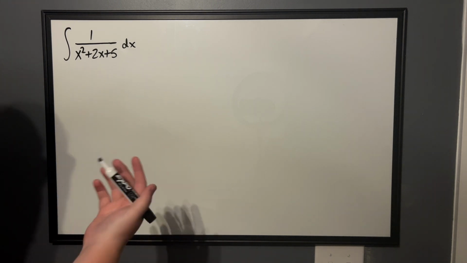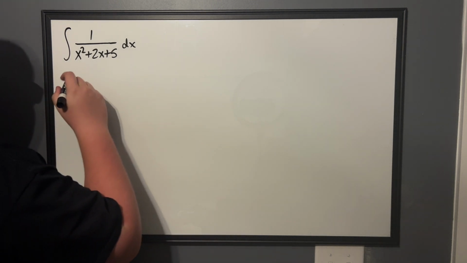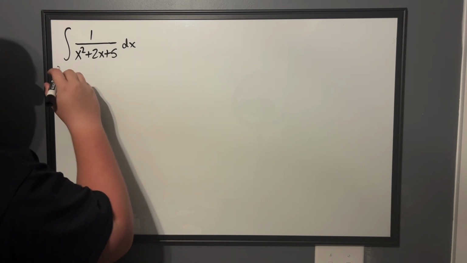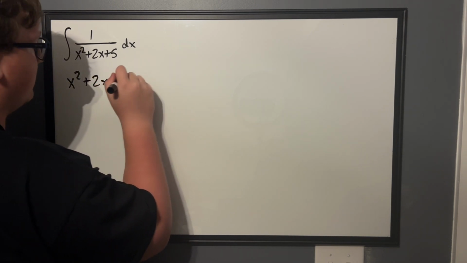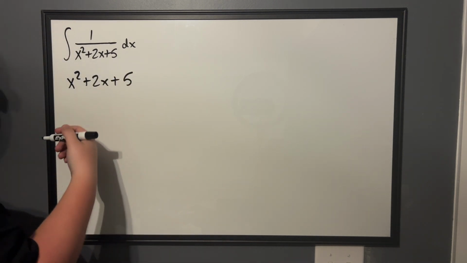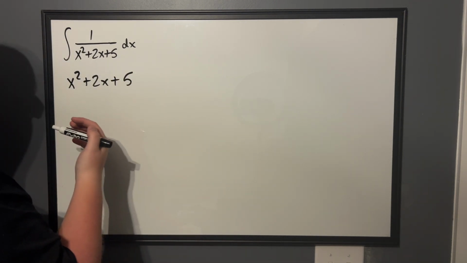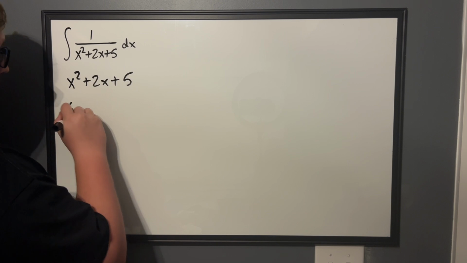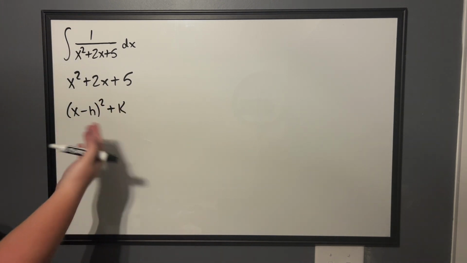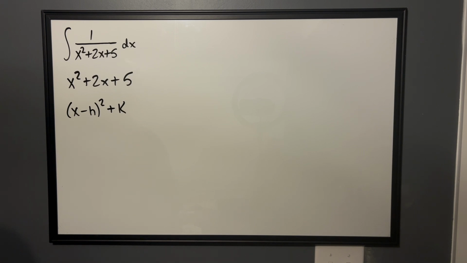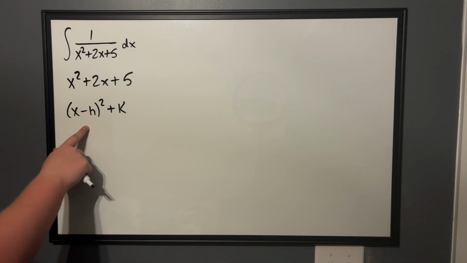If you don't remember how to complete the square, I'm going to show you how to do it for this example. So if we have x squared plus 2x plus 5, we want to get this into what's called the vertex form of the parabola, which is going to look like x minus h squared plus k, where h and k are just numbers in this case. So we want to get this to look like this.